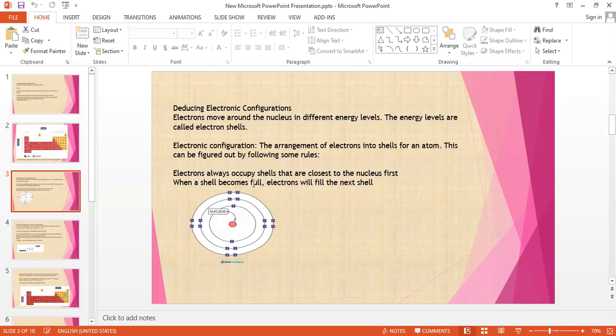So this is the nucleus, and the electrons are moving in the different shells. The number of electrons in the first shell is 2, the second shell is 8, and the last shell is also 8. So 2, 8, 8, total 18, and 2 more makes 20, which is known as calcium.